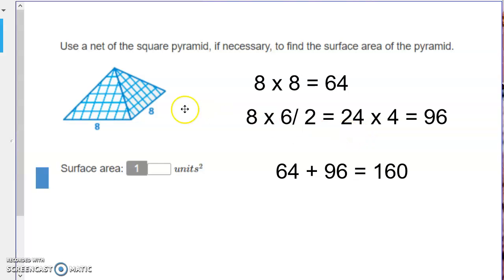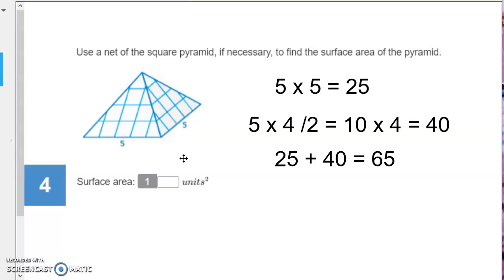That gives me 24. Now that means that all 4 of these triangles going around would also equal 24. So I would multiply that by 4, and that gives me 96. Then I add the area of my base plus the area of my side triangles, and I get an answer of 160 units squared.